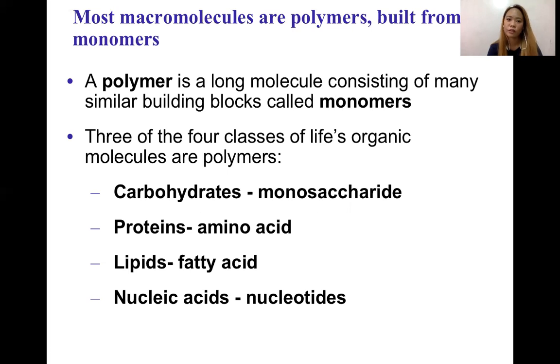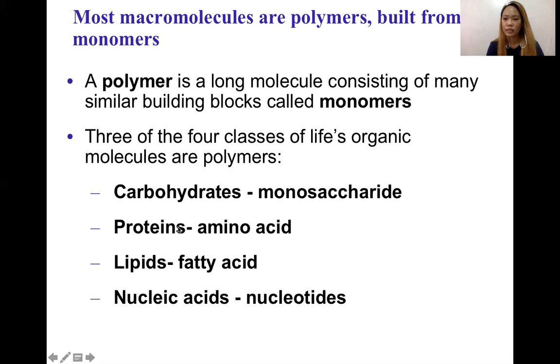When we say polymers, it means it's a long, connected molecule that is actually made up of the same building blocks. And these building blocks are what we call monomers. So the monomers are these. For carbohydrates, this is a polymer. The monomer is a monosaccharide. If I'm going to add one monosaccharide to another monosaccharide, then I am already building a polymer. But the smallest building block of carbohydrates is always the monosaccharide.